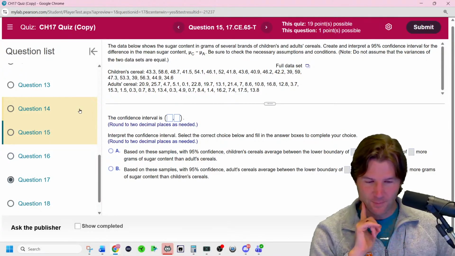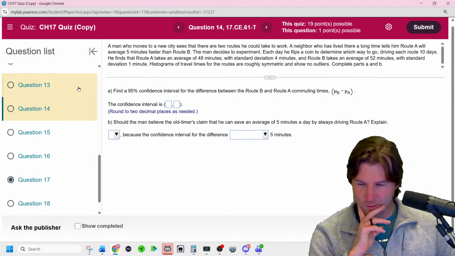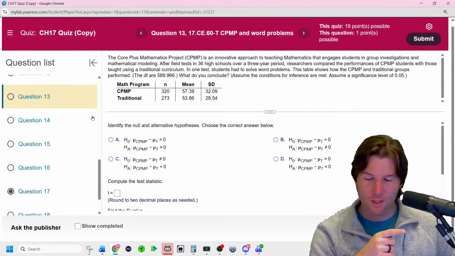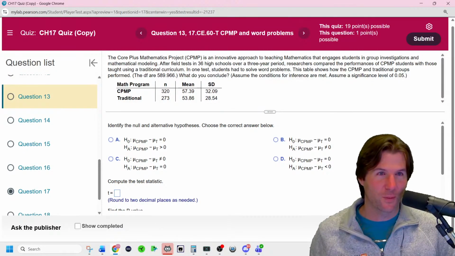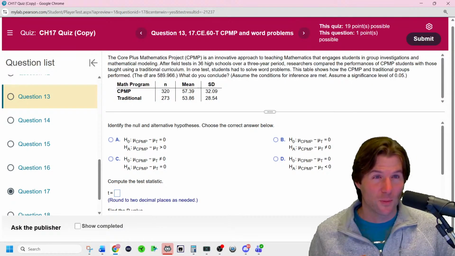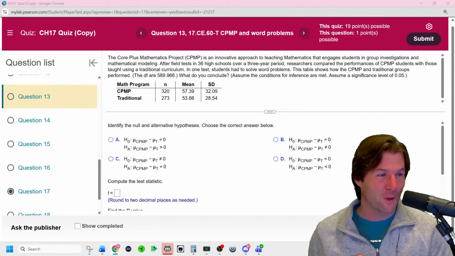I want to do the sugar cereal one because I have to find a different way. That one's a classic one. That route question there, everyone, that's a usual one for the semester. Core Plus Mathematics. I think you're doing all the ones on your test, right, Peyton? Peyton's like, I'm going to get 100.